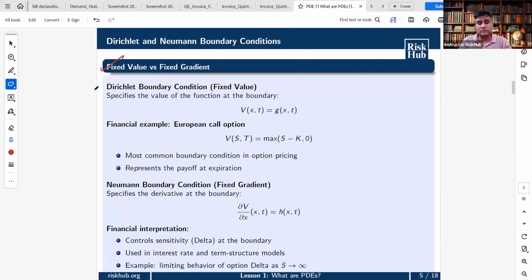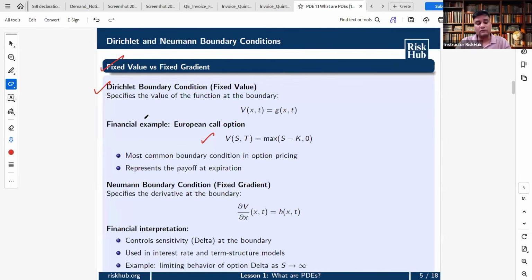So the first one is the Dirichlet boundary condition, fixed value. The formula is given to you. V of x and t equals g of x and t. We directly fix the value of the function at the boundary. The financial example is V of S and t equal to max of S minus K comma 0. This fixes the value at maturity. So Dirichlet means at this boundary, the value itself is known.